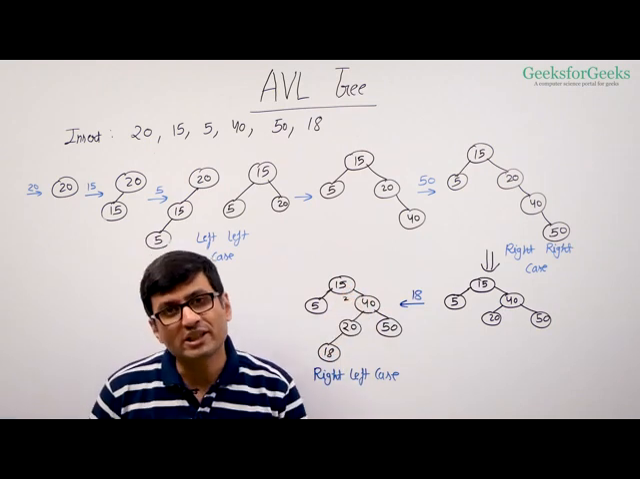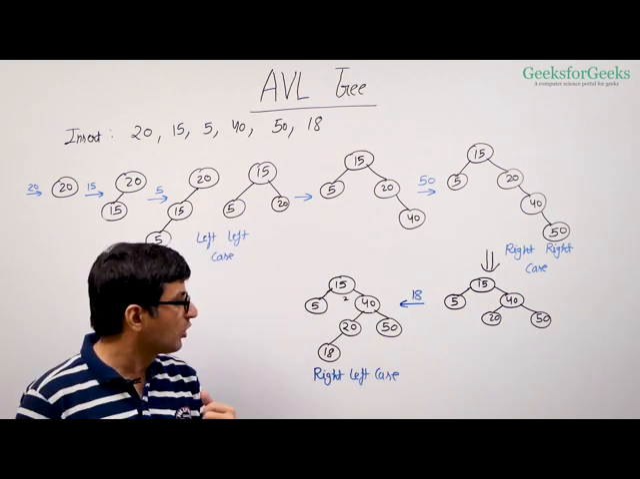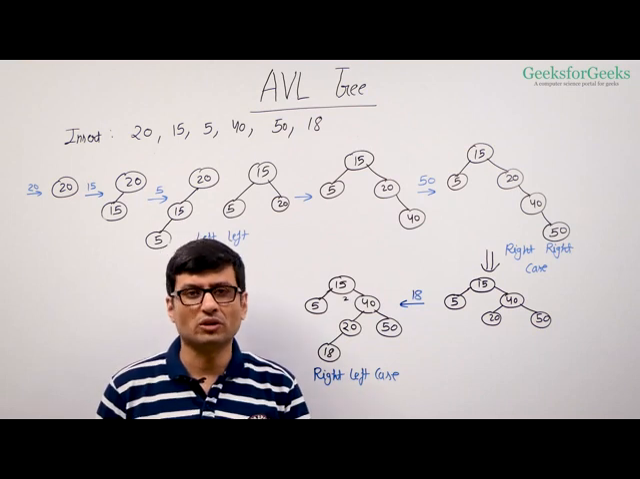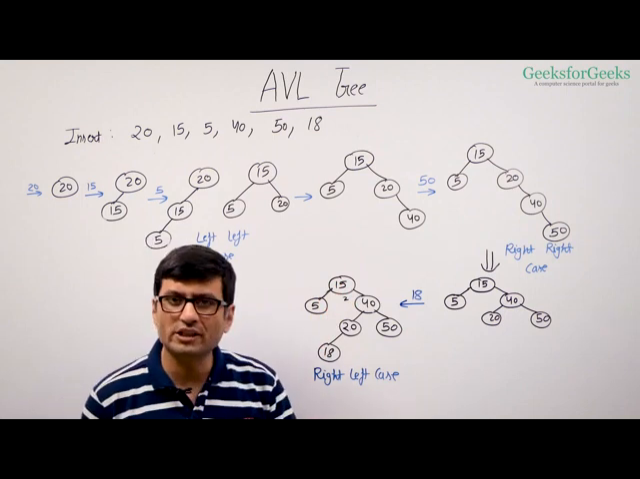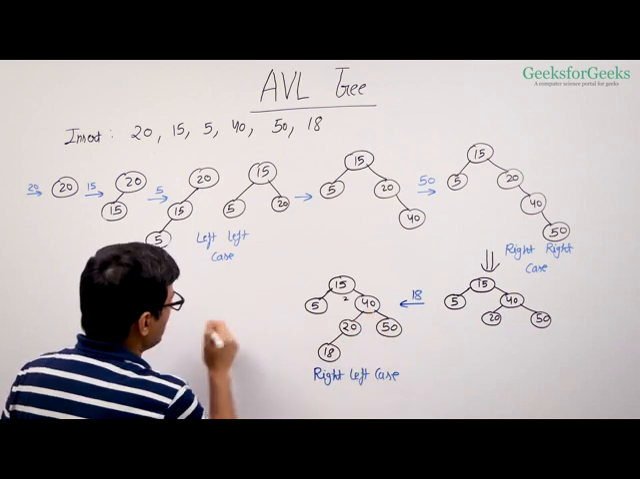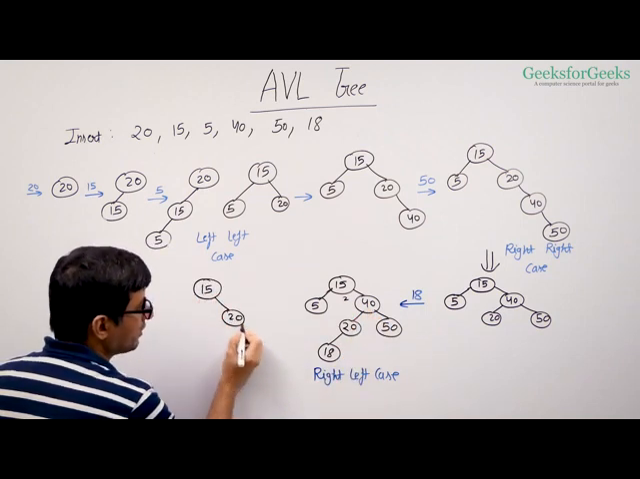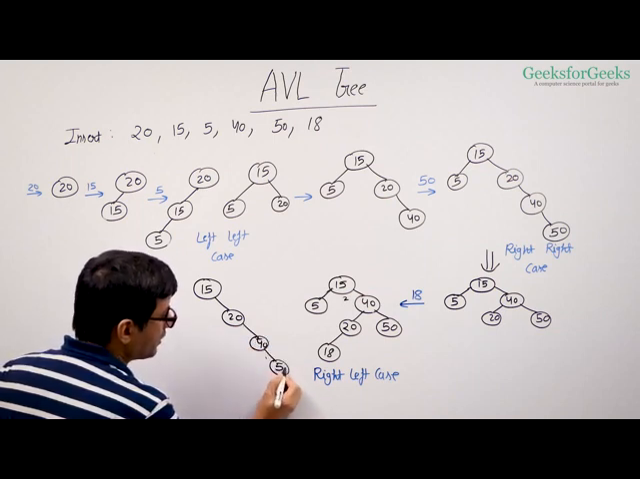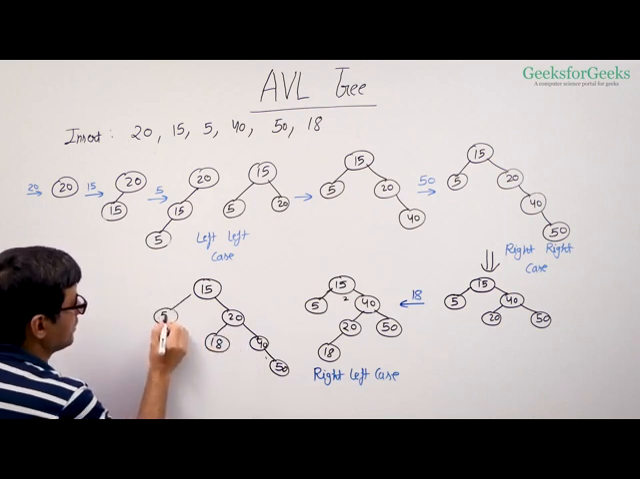And once you have practiced enough, you can do both the rotations together also, right? Because you always know when you do a rotation, your middle value is going to go at the top. So ultimately you want 20 to be at the top. But here, let's do it step by step. So we'll do a rotation around 40 and what we'll get now? 15, 20, 40, 50 here, 18 will come here and 5 will come here.